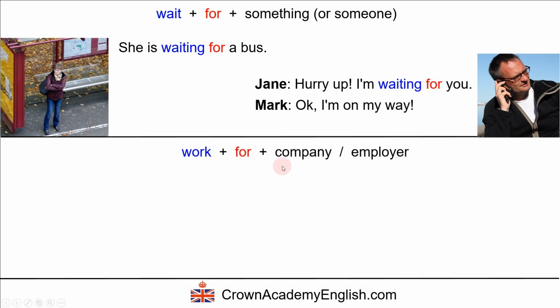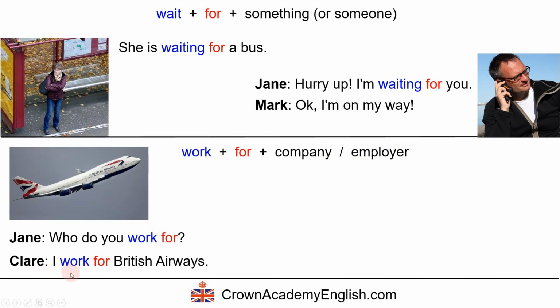To work for a company or employer. So when we say work for, we are describing our employer, the company that employs us. So a very common question that you ask someone, who do you work for? And Claire replies, I work for British Airways. So British Airways is Claire's employer.